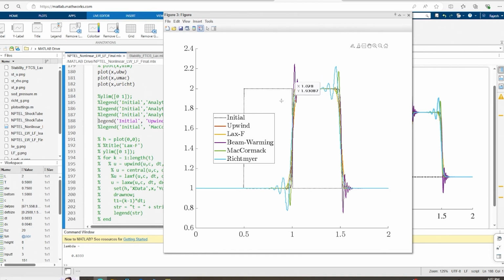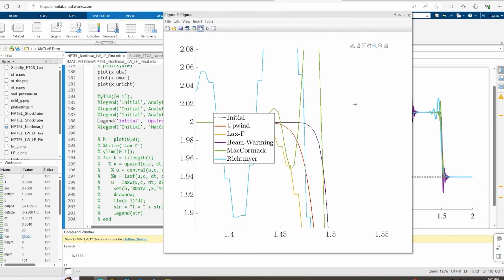The upwind has got some dissipation. Maybe I can make it slightly bigger. So upwind has got dissipation. Beam-Warming has lesser dissipation than that. Lax-Friedrichs has even more dissipation, the yellow line that you can see here. The others are predicting better, but they have got oscillations. So, they have got dispersion error.